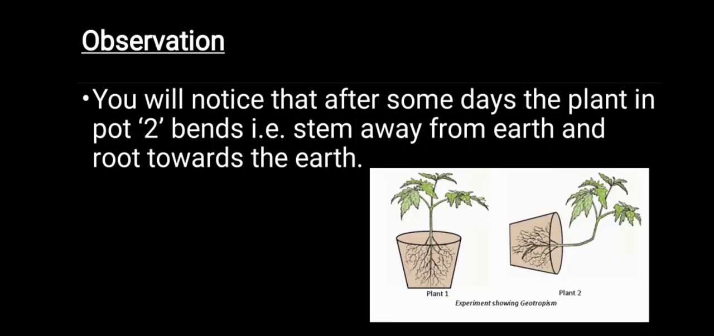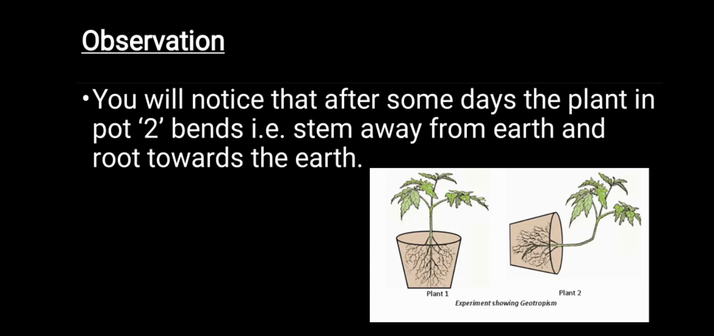We have learnt that roots grow towards earth exhibiting positive geotropism, whereas shoots grow opposite to the direction of gravity, that is, exhibiting negative geotropism. After a few days, we notice that in pot 1, which is kept in normal condition, the roots grow normally downwards and shoots grow upwards.